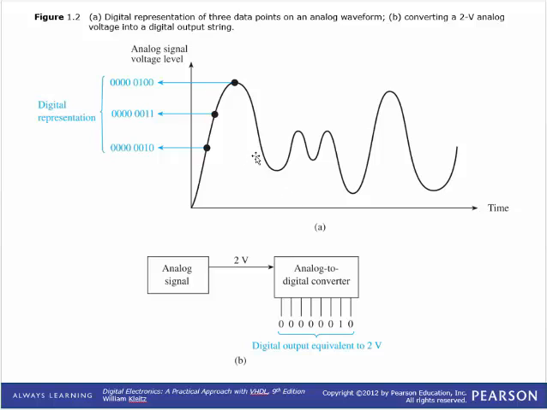So here's another example. I'm taking this analog waveform and I'm going to digitize it. So that means I have to convert something that's an analog voltage, this is probably 1 volt here, 2 volts here.